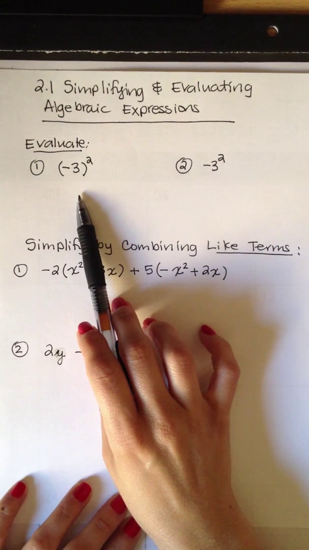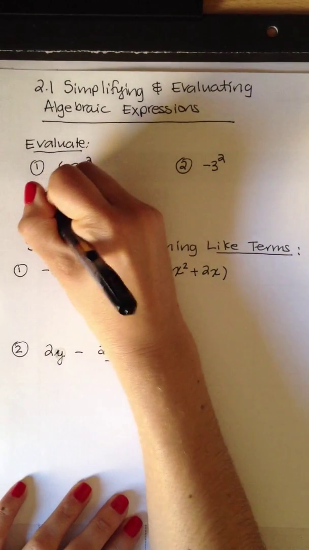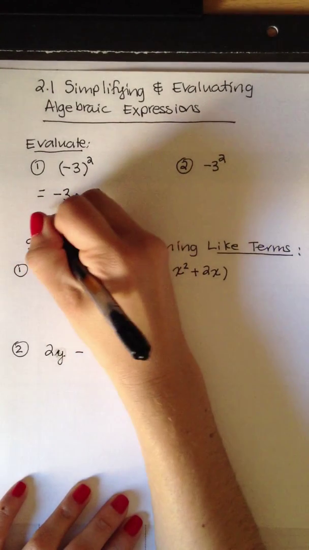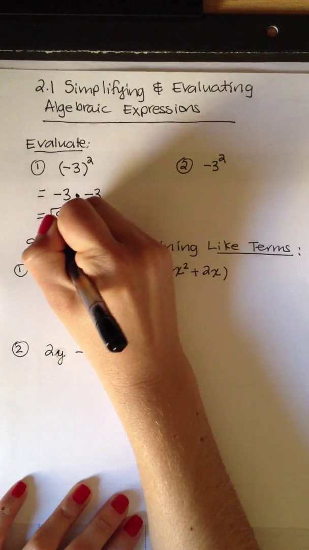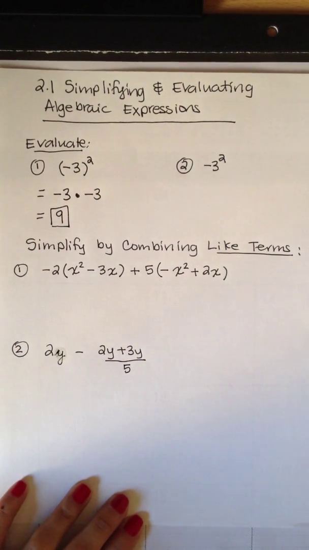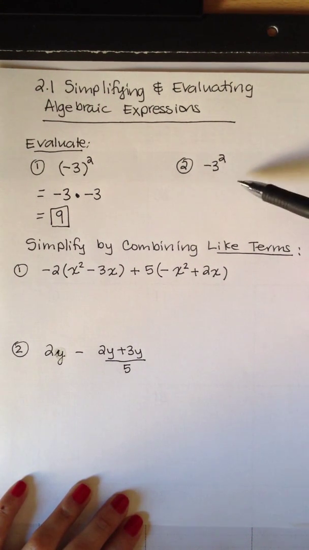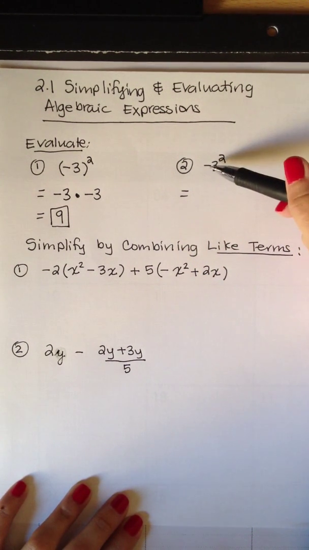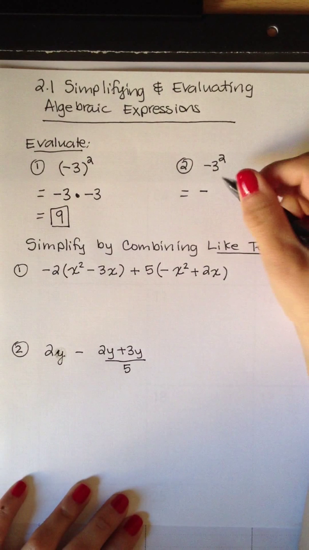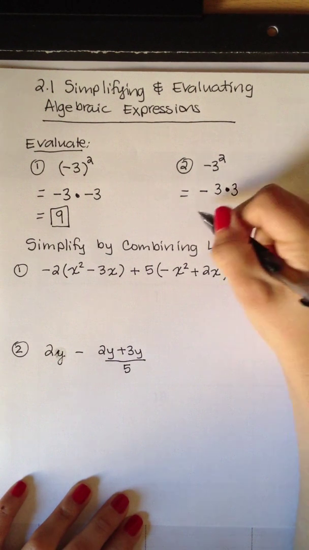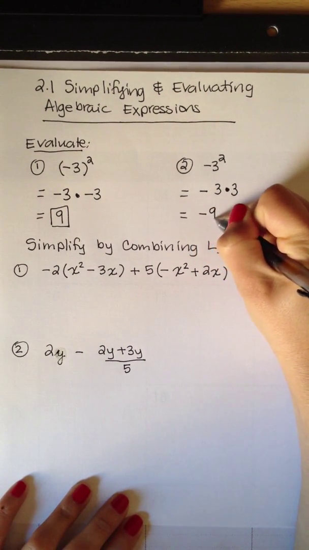For the first one, we have -3 in parentheses squared, which means -3 times -3. And of course, when we multiply, we get 9 positive. However, for the second example, since we don't have parentheses, the exponent 2 just applies to the 3, which means that the negative in front carries down, and 3 squared would just be 3 times 3, and in this case, our answer would be -9.